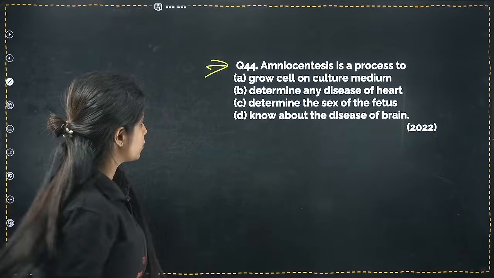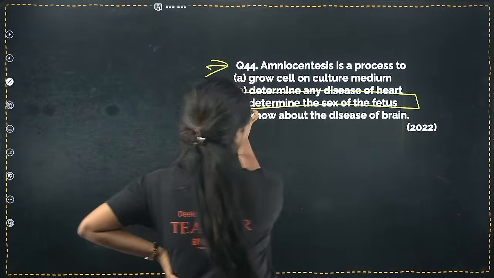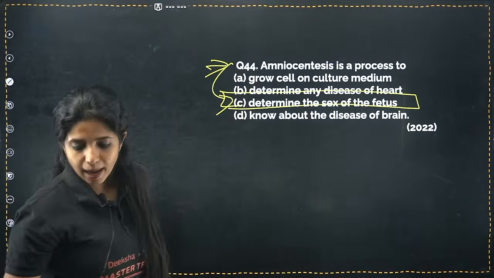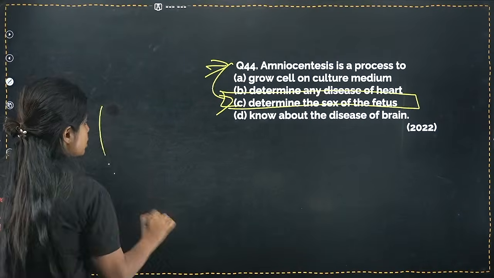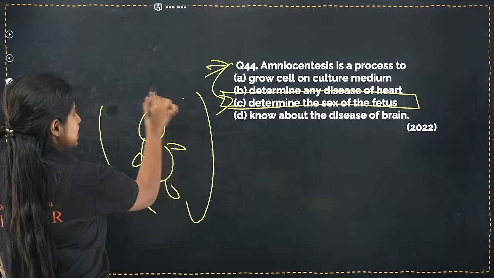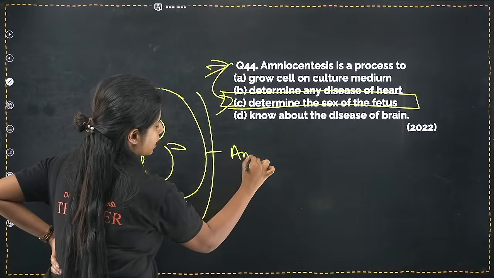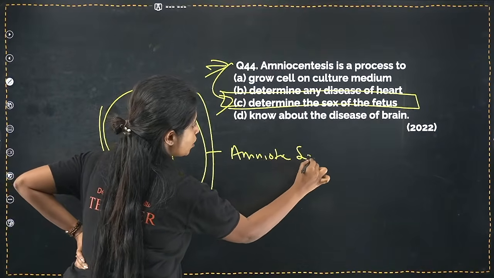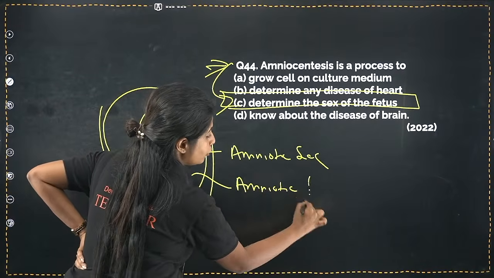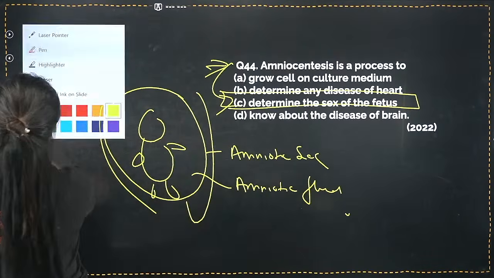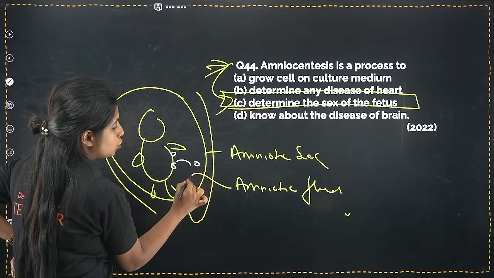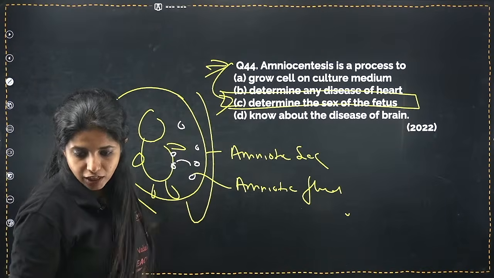Everyone says the answer for this question is C. Determine the sex of the fetus. Amniocentesis is a process to determine the sex of the fetus. Exactly, yes. You guys are absolutely correct. Now listen to me very carefully. There's a chutku being born. This chutku is right inside the uterus, right? Now the chutku is inside what? An amniotic sac. And inside the amniotic sac, what do you have? You have amniotic fluid. This is very important. Please understand this. In the amniotic fluid there will be certain cells which are shed by the chutku itself.